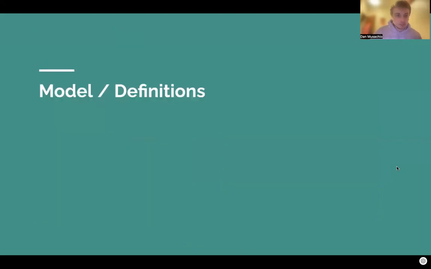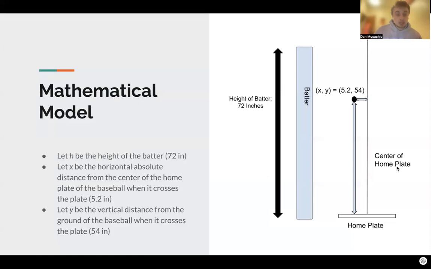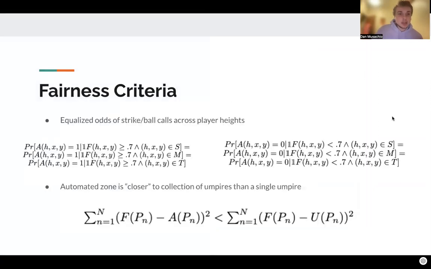Because of this, we're building a mathematical model of what a pitch is, to see how fair these automated strike zones are across player heights. We're basically abstracting every baseball pitch to three inputs: the height of the batter, the distance of the ball from the center of the plate horizontally when it crosses the plate, and the distance of the ball from the ground when it crosses the plate. With these pitches abstracted, we can compare how accurate automated strike zones are compared to a collection of umpires.